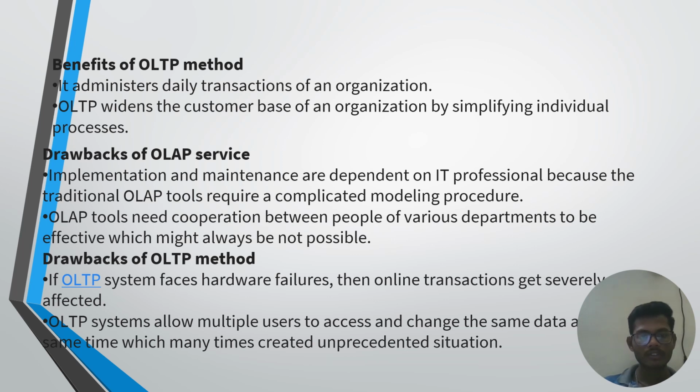If an OLTP system faces hardware failures, then online transactions get severely affected. It means when we use a transaction like drawing money from an ATM, suddenly the ATM fails to give the money. It is because the OLTP system is facing a hardware failure. Next, OLTP systems allow multiple users to access and change the same data at the same time, which many times creates unprecedented situations. These are the drawbacks and benefits of the OLTP method.